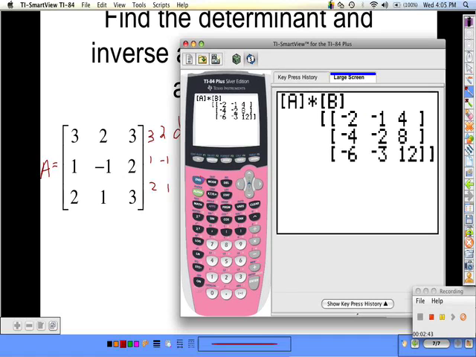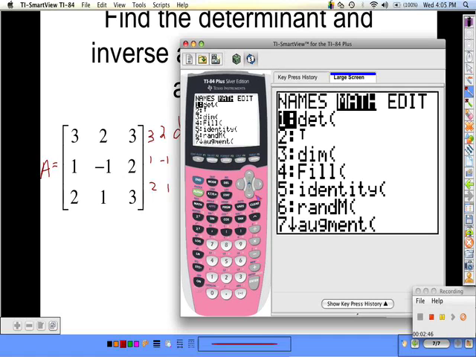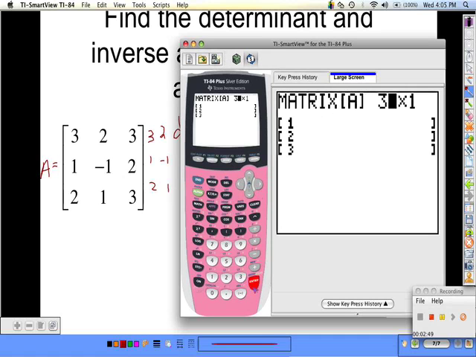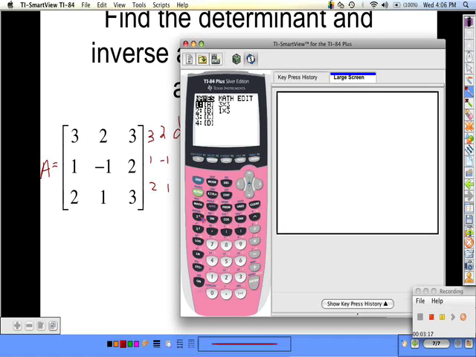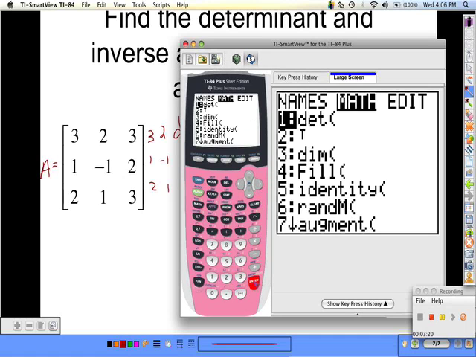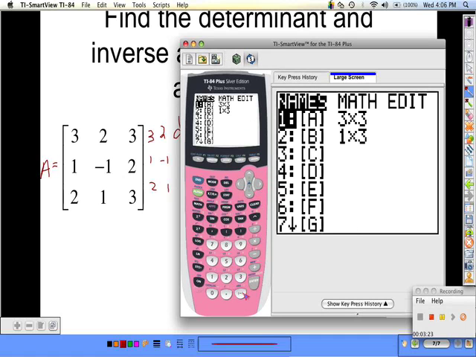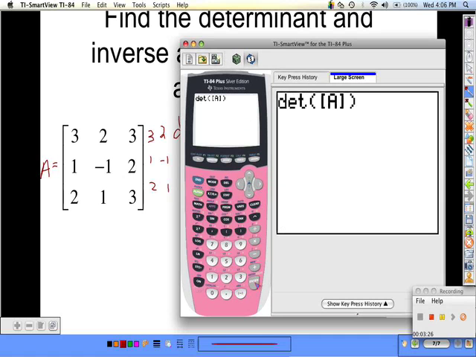I'm going to go back into my matrix menu. I'm going to edit matrix A. This is a 3 by 3. And I'm just going to put in my elements. And the calculator can find me the determinant of this. I'm going to go to my matrix menu, over to math, and choice 1 is determinant, and I'm just going to tell it which matrix to find the determinant of. Negative 4.